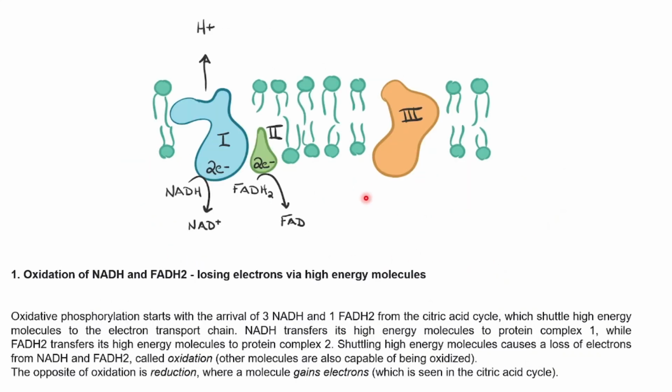So what happens in step 1? Oxidation of NADH and FADH2 occurs. These two substances basically lose electrons via high energy molecules.